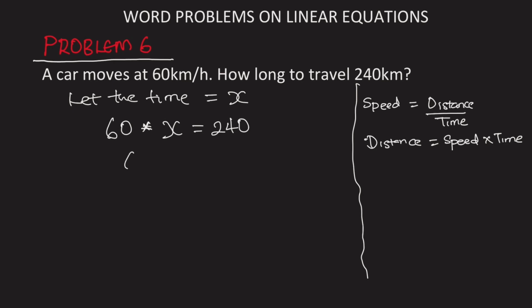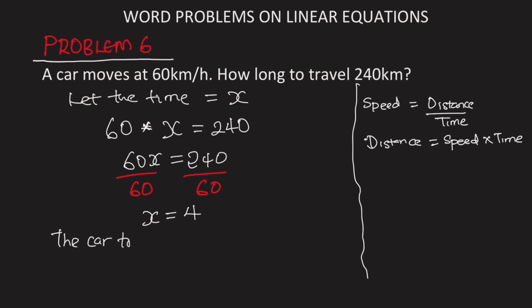So our equation would be 60x equals 240. So from here, we can get the value of x by dividing both sides by 60 to get x alone, which is going to give us x equals 4. So the car traveled for 4 hours. So I guess so far we could see how important linear equations are in our daily life. Let's move on to the next question.